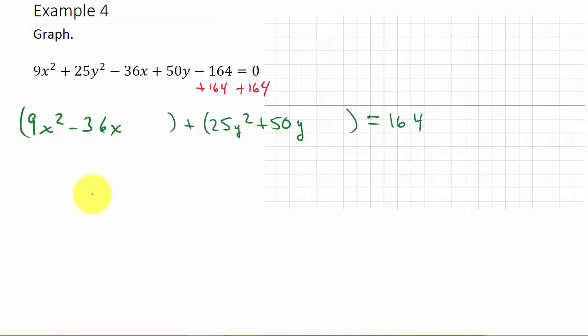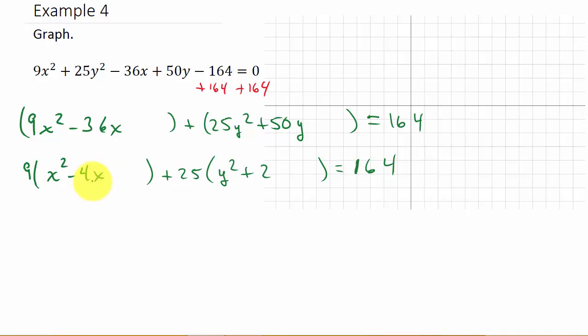Now remember, you can only complete the square when the number in front of the squared term is a 1. So you can see here we have a 9 in front of the x squared and a 25 in front of the y squared. So I'm going to factor out a 9 and a 25. That leaves me with 9 times (x squared minus 4x), and leave a little space, plus 25 times (y squared plus 2y), and leave a little space, and that equals 164.